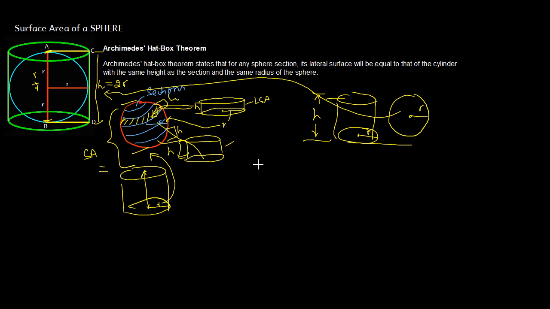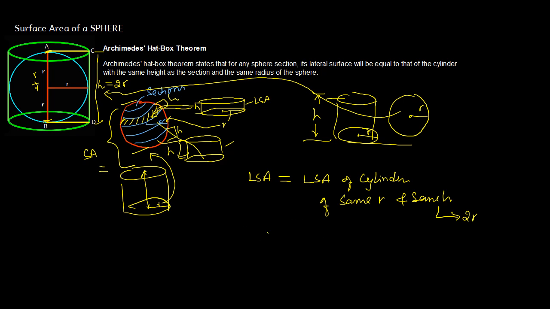Getting back to the hat box theorem, it said the lateral surface area of a particular section, and now I'm going to take the entire sphere, is equal to the lateral surface area of a cylinder of the same radius and the same height, whereas our height is 2 times the radius. So this lateral surface area is just the surface area of the sphere.